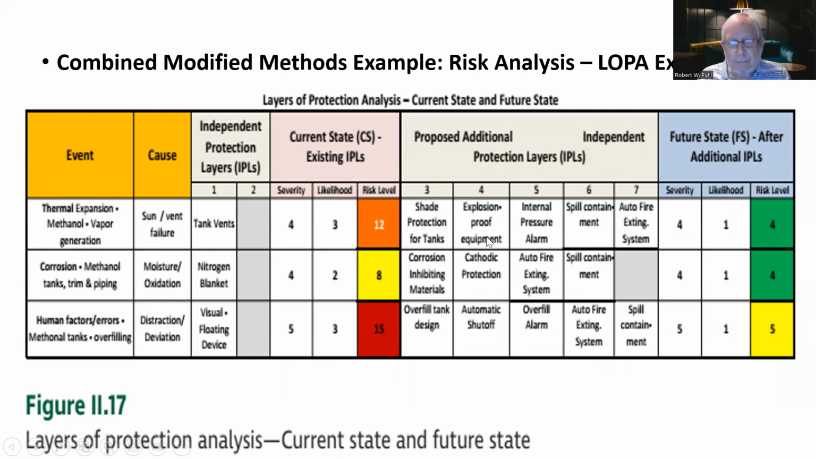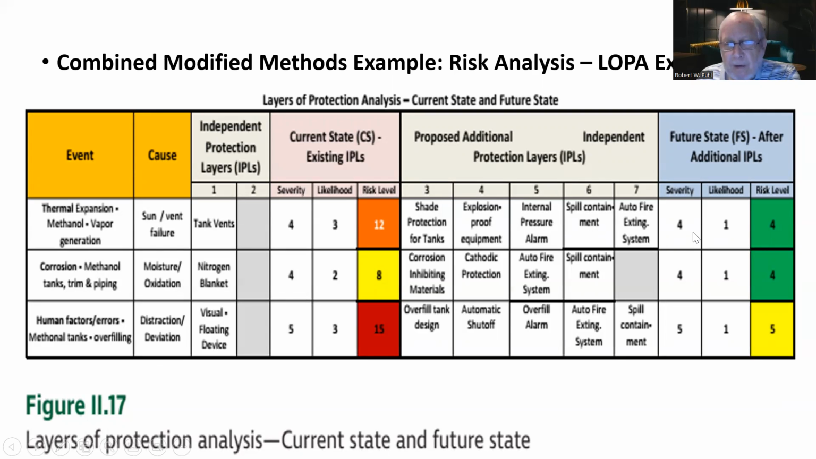Explosion proof equipment. All right. Internal pressure alarms, good. I don't know what explosion proof. I mean, you see how big a boiler is, and it's not explosion proof. Spill containment. Okay, for a liquid, this is a vapor, so I don't know how you can contain it. This is if it's housed in the building, that would be a good idea. Auto fire extinguishing system, that's a great idea.